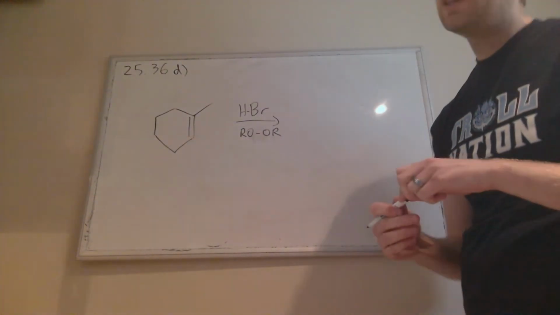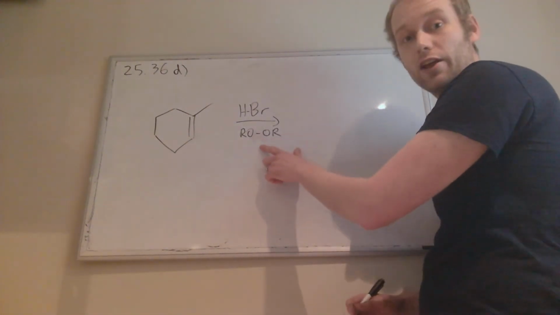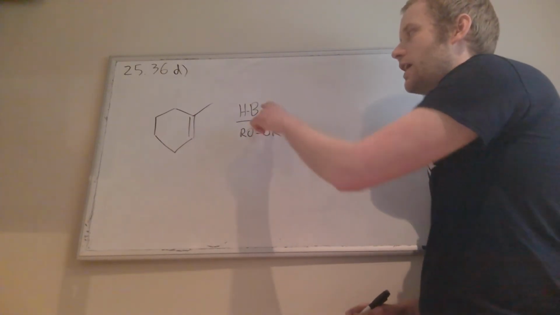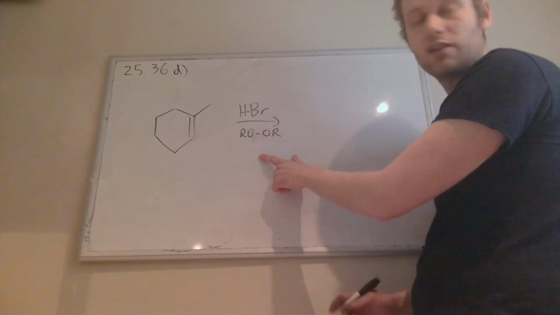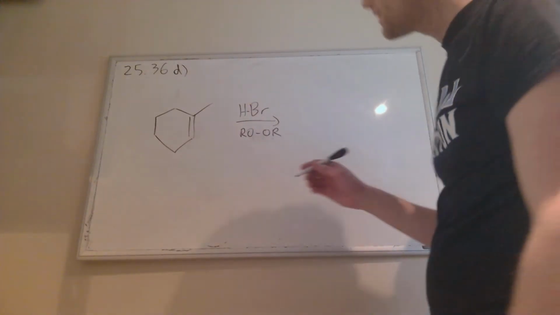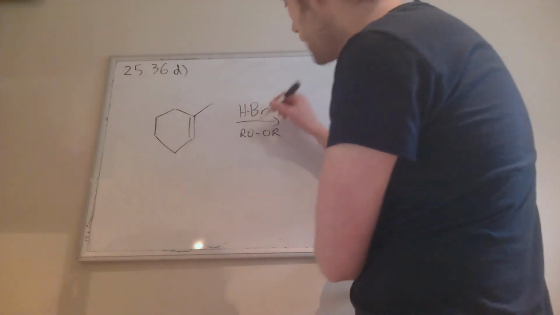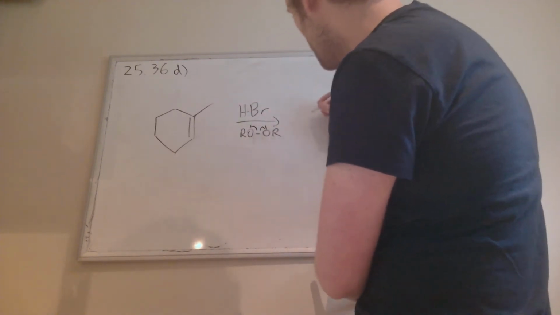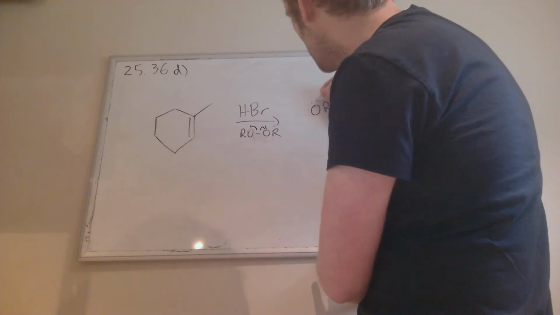In 36D, we have a radical halogenation reaction. So we have a peroxide and we have an HBr. The peroxide is going to be the radical initiator. That's going to be the weakest bond that's present. When we react this peroxide, it will split up into two pieces that are both OR radicals.